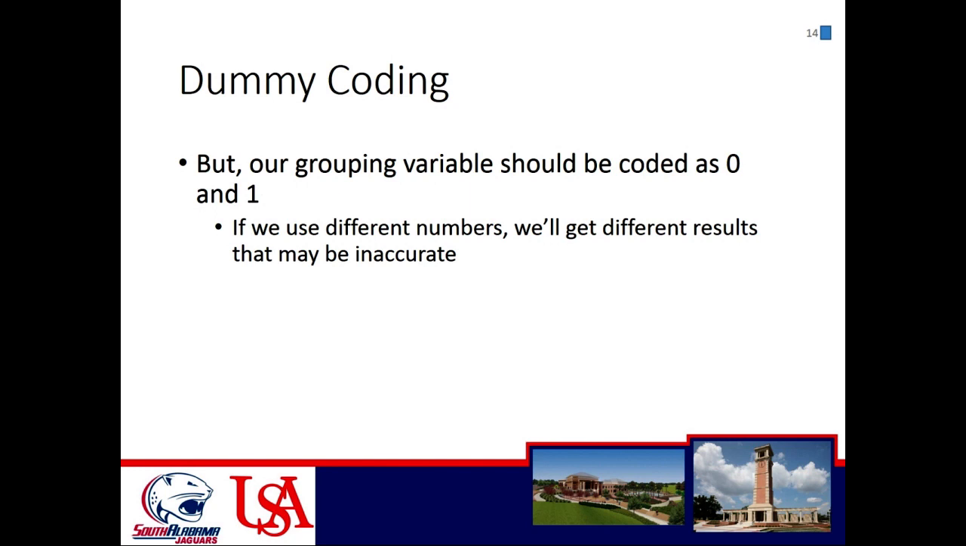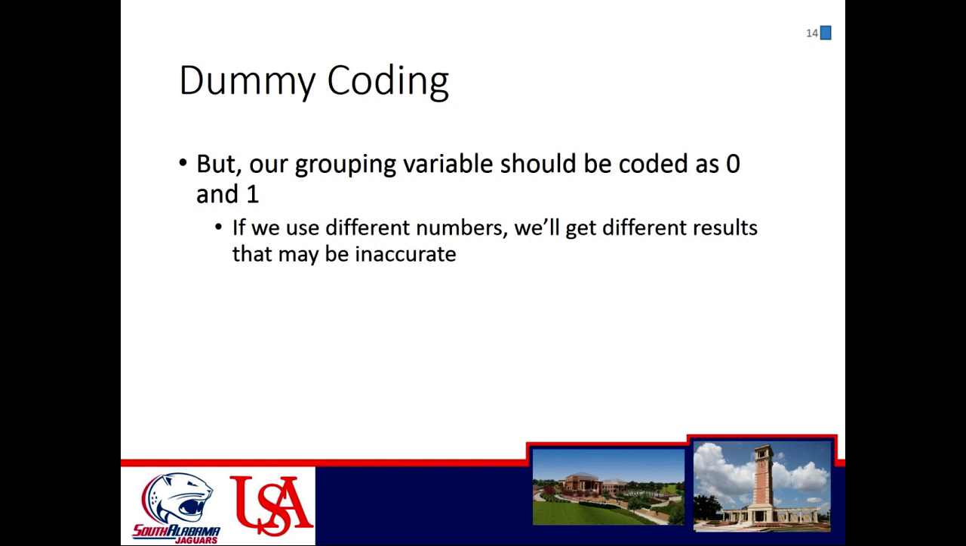However, to do dummy-coded regression, our grouping variable needs to be coded as 0 and 1. And if we use different numbers, we're going to get different results. And our results might be inaccurate if we get different numbers. There are other ways you could code this that are legitimate. There's also something called effects coding, and there's many other types of coding. But dummy coding explicitly refers to when you code it as 0 and 1. And that's what I'm going to want you to do in this class.